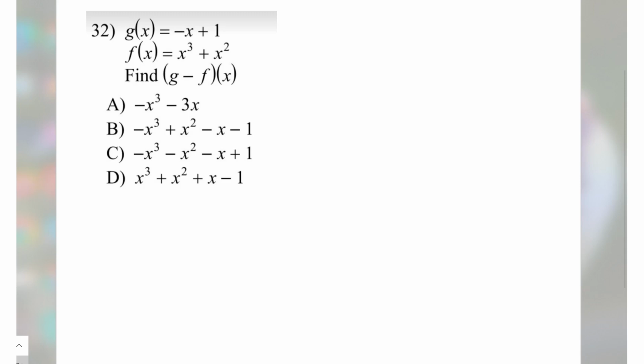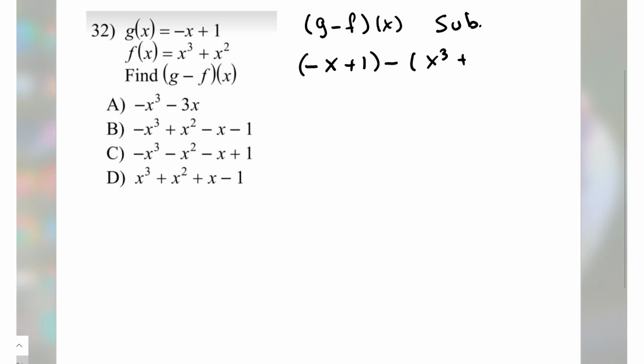This part of the review has to do with function operations, and it's telling you to do g minus f of x. So what you're going to do is subtract. You've got to write in the correct order: negative x plus 1 minus x cubed plus x squared. Remember that this part is g of x, and this part is f of x. Once you've done that and it's correct, you can eliminate the parentheses, except for the second one. I'm going to show you why.